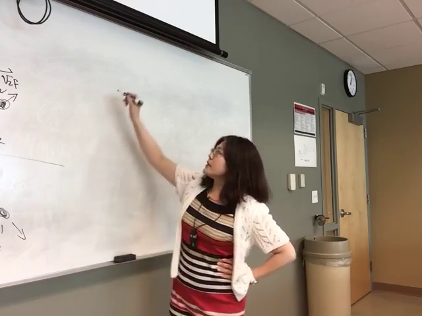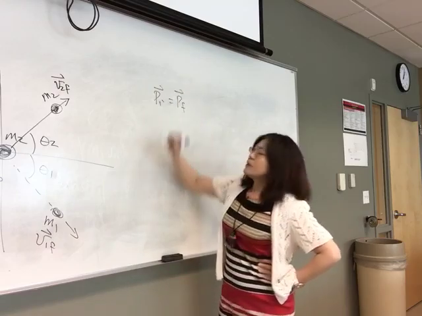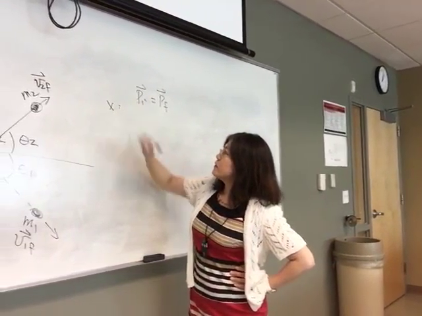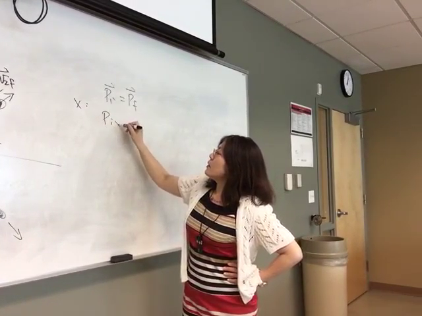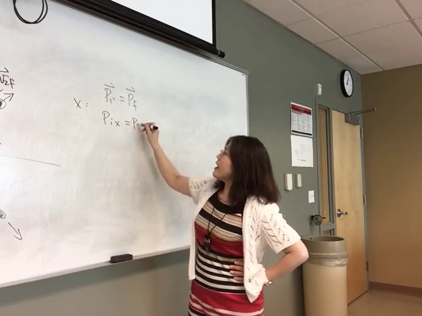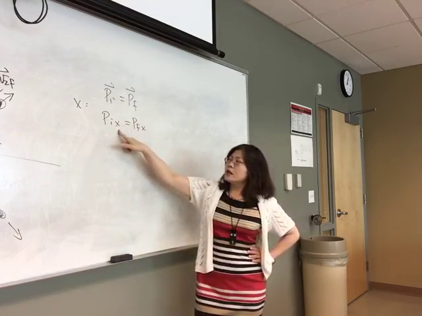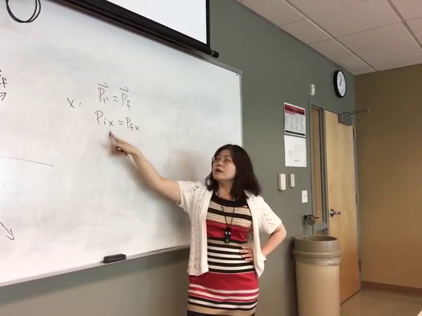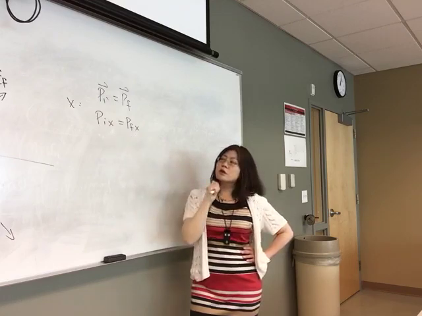Now, let's say Vi is equal to Vf. So let's start with the horizontal component first. You will have Pix equal to Pfx. This indicates the linear momentum in the horizontal direction: initially, and this is the final linear momentum in the horizontal direction. They have to be equal to each other.